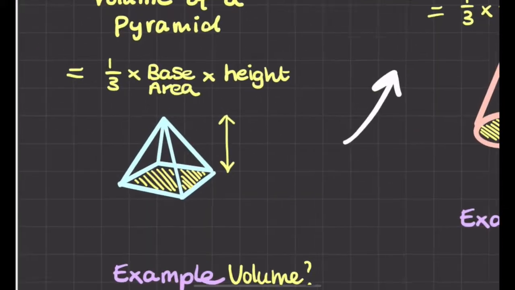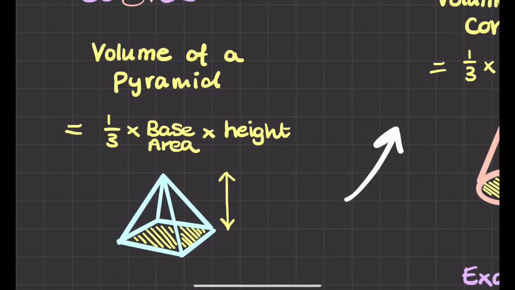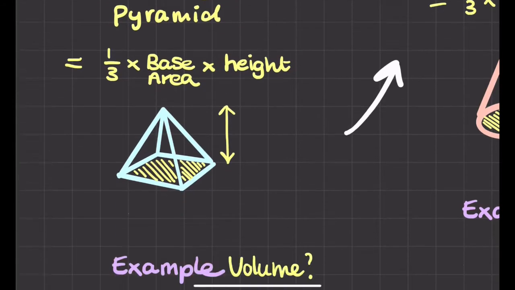Volume of a pyramid sounds complicated, but it's actually dead easy. Okay, simply this: the volume of a pyramid is given to you by multiplying 1/3 by the base of your pyramid and multiplying that by its height. Okay, so let's have a look at a quick example here.